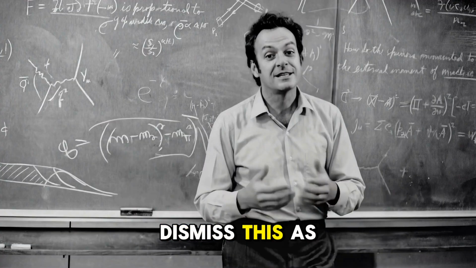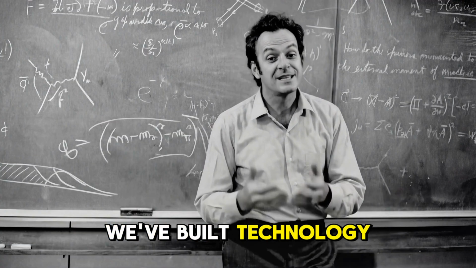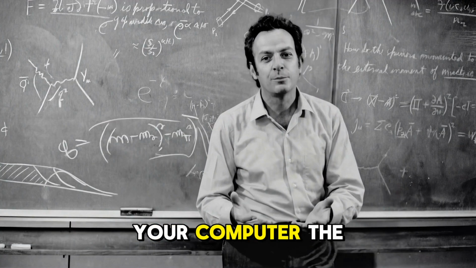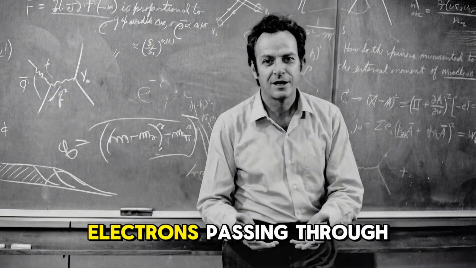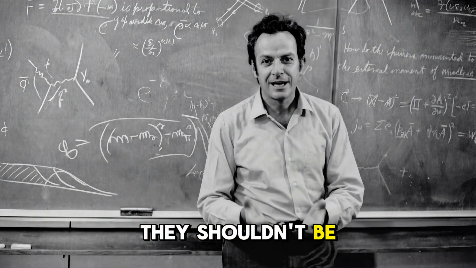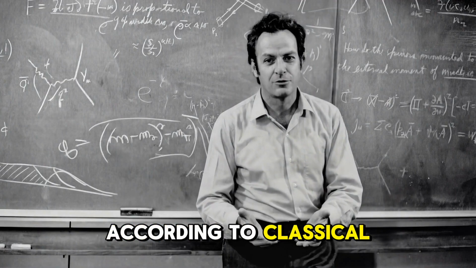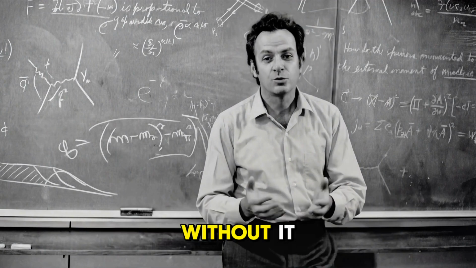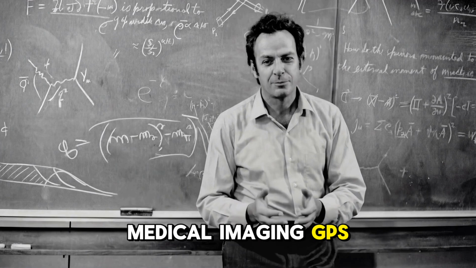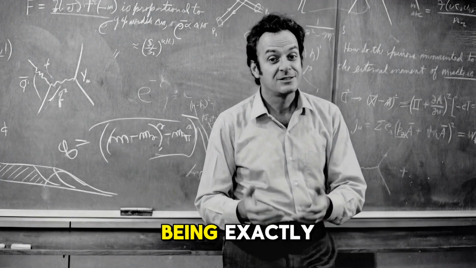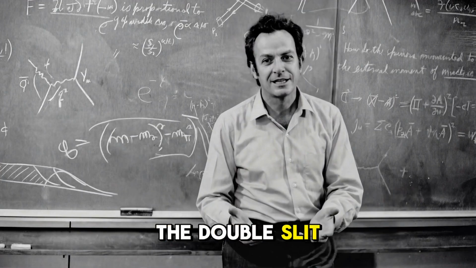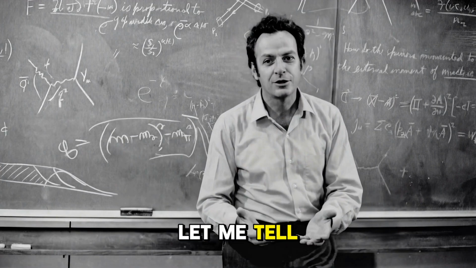And you can't dismiss this as theoretical speculation. We've built technology on these principles. Your computer, the device you're using right now, relies on quantum tunneling, electrons passing through barriers they shouldn't be able to pass through, according to classical physics. Transistors wouldn't work without it. Medical imaging, GPS satellites, laser technology, all of it depends on quantum mechanics being exactly as weird as the double-slit experiment suggests.